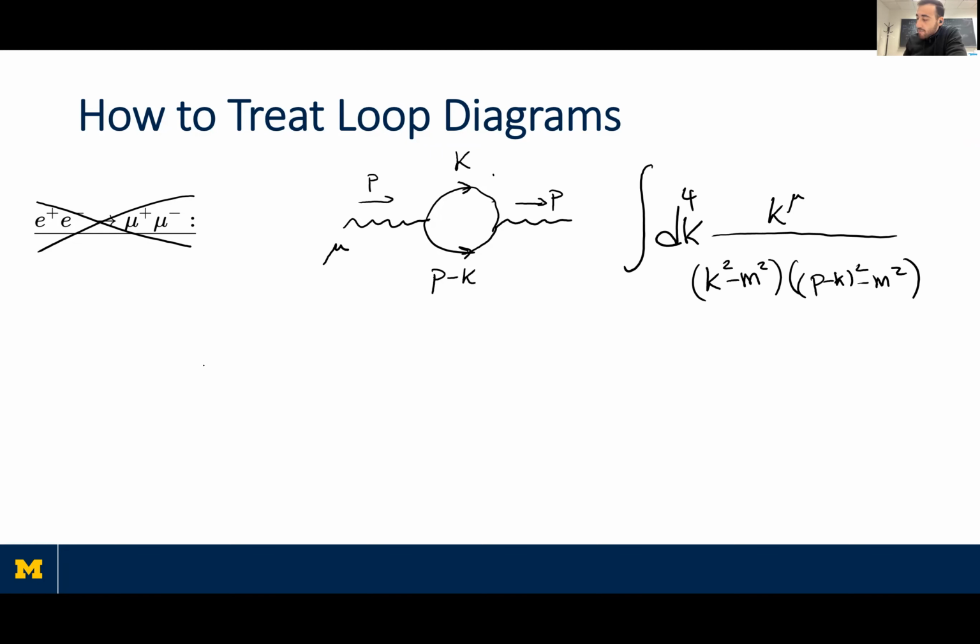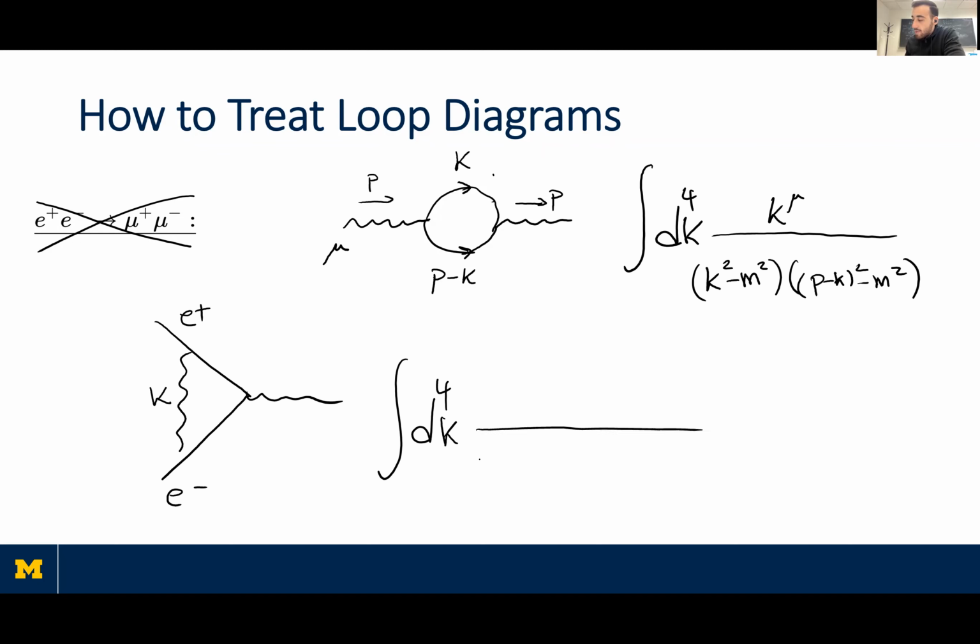You can imagine a different way this could happen. Maybe another loop diagram to consider is you have this photon being sent from an e+ to an e-, for example. This is called the electron vertex function. And here, once again, you have an undetermined loop momentum k. And Feynman tells you, well, you have to integrate over all possible k momenta.